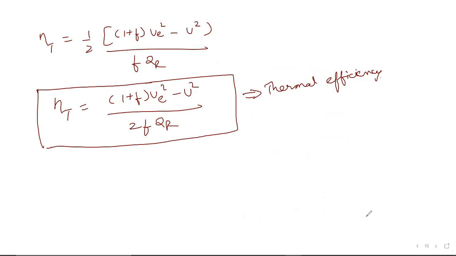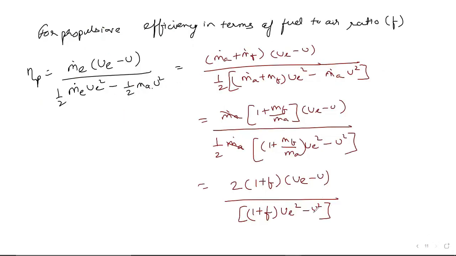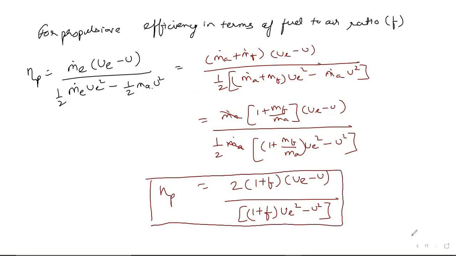Basically 1 plus F, UE square minus U square. So technically, if you see now, this thing will be cancelled. This is eta P. Now I'm using the same formula and you will get a great result. So technically, the third efficiency is basically known as overall efficiency.